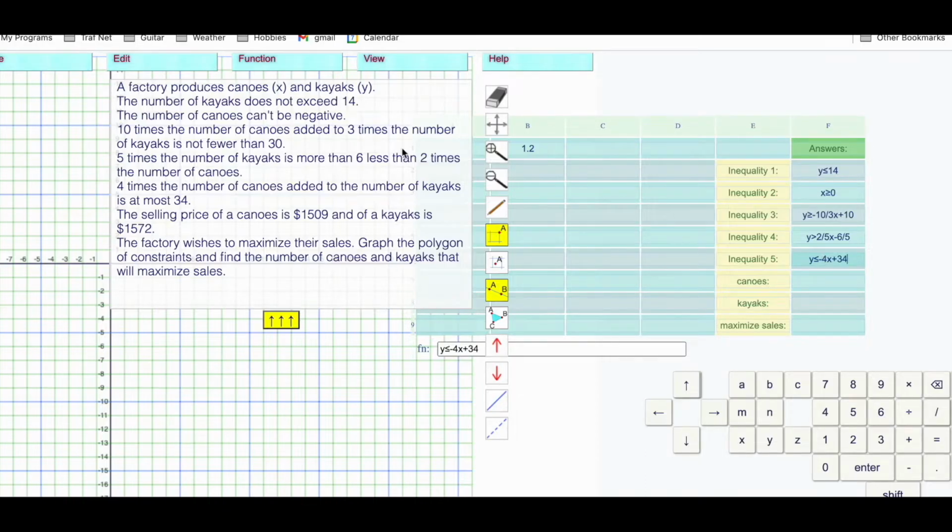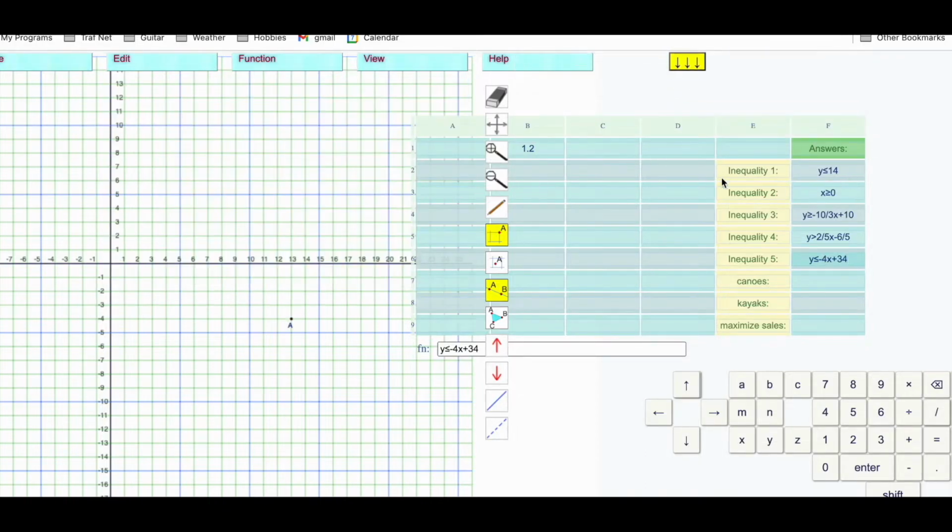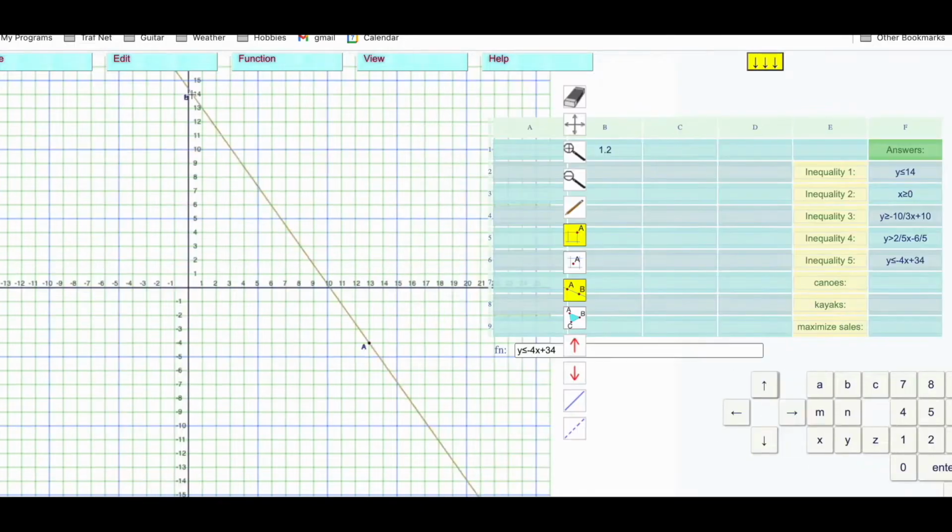I need to graph all that. Move that out of the way for now. Y is less than or equal to 14. There's my point at 14. It's a solid line, and we are shading below. Then x is greater than or equal to 0. That's going to be a vertical line. Greater than or equal to 0 means all of the x values that are greater than this line, we are shading to the right.